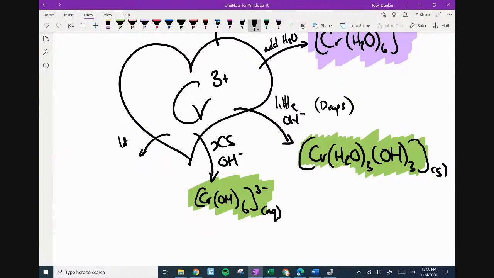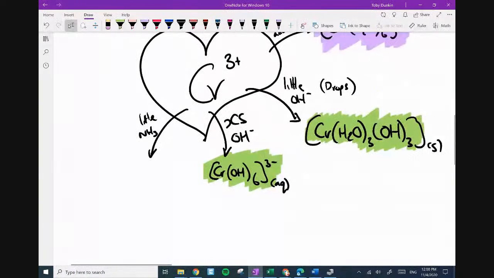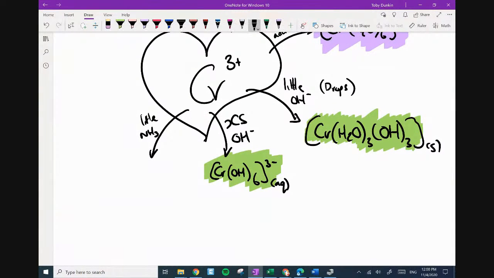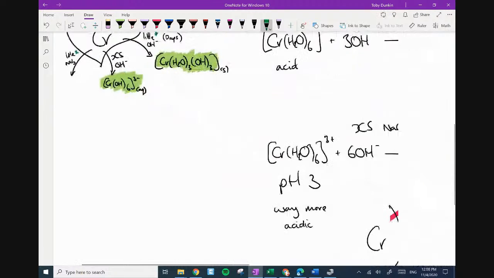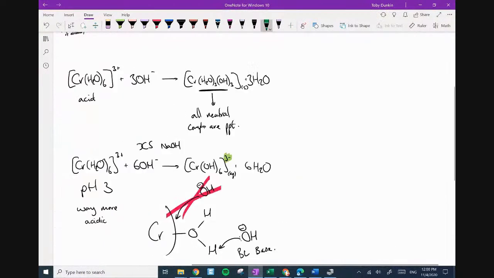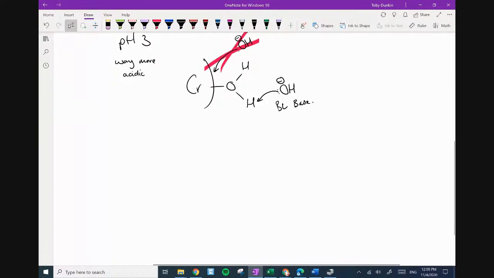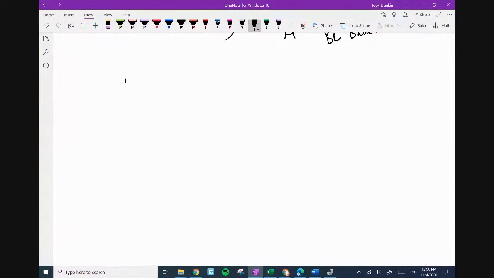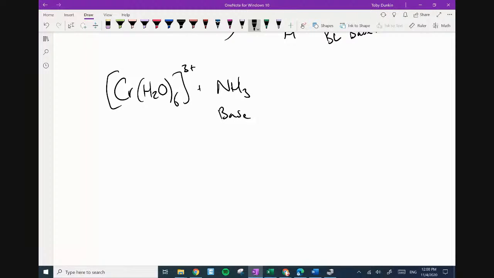So now we're going to do little ammonia. I'm going to make that line longer. The great thing is the littles are always the same, they're always linked together. These two are the same because the ammonia is acting in exactly the same fashion as the sodium hydroxide was. The chromium hexaaqua ion is reacting with the ammonia and it's acting as a base in the little scenario.